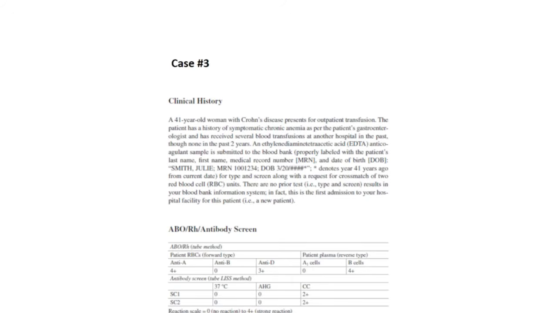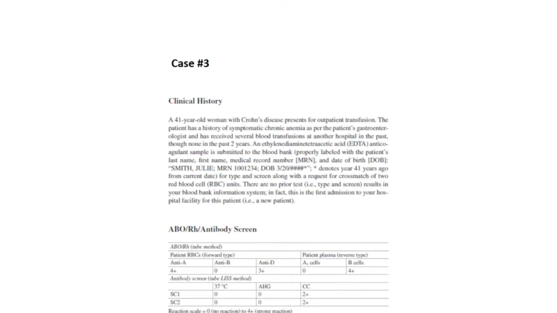For type and screen, along with a request for cross-match of 2 red blood cell units. There are no prior tests, i.e. type and screen results in your blood bank information system. In fact, this is the first admission to your hospital for this patient, so it's a new patient. So what is the relevant history here, Tawhid?